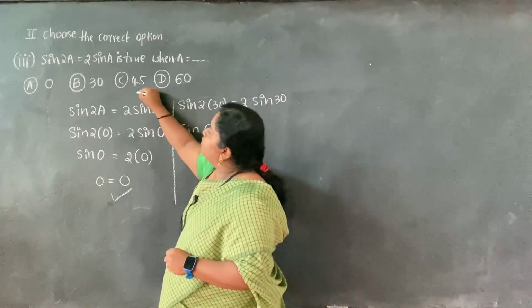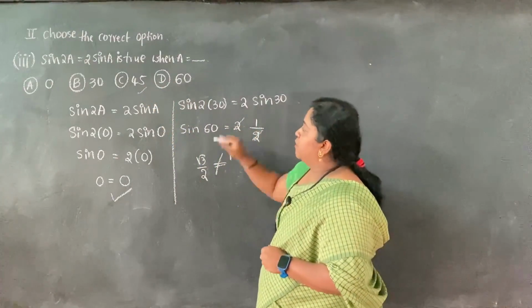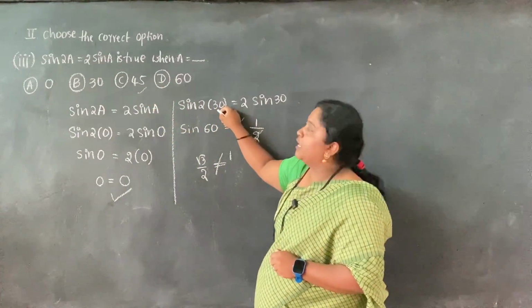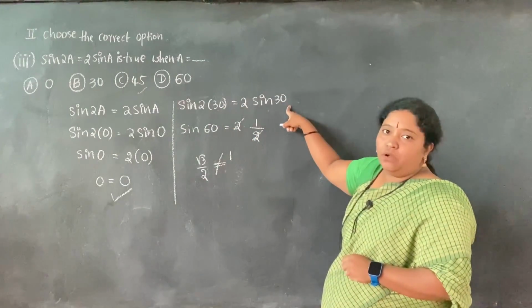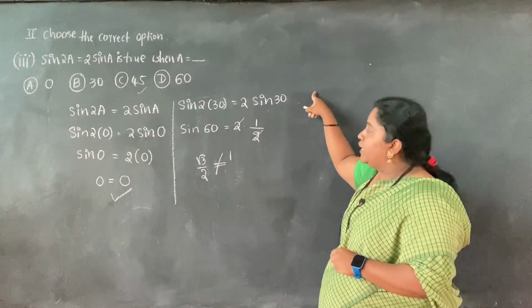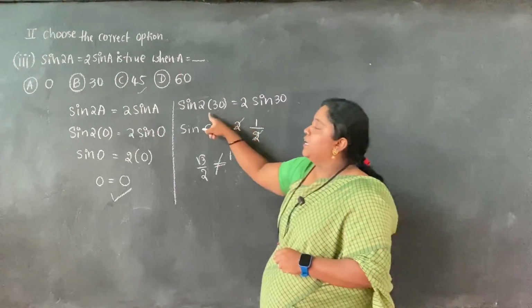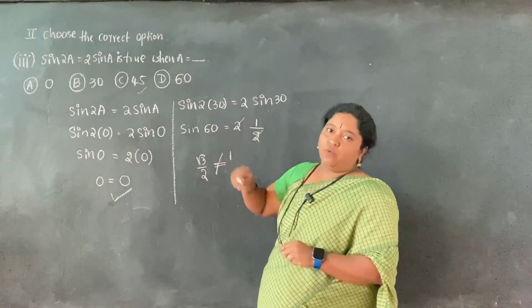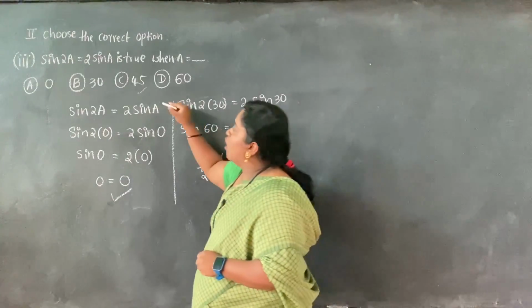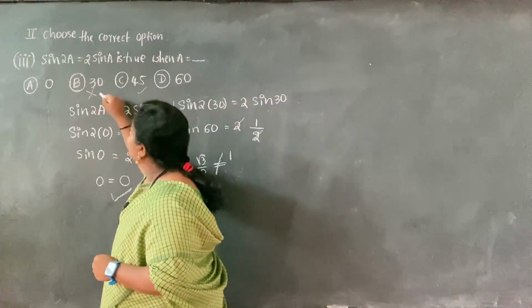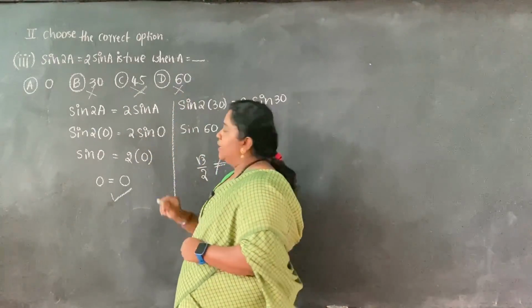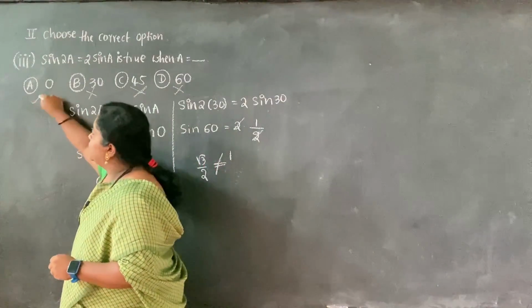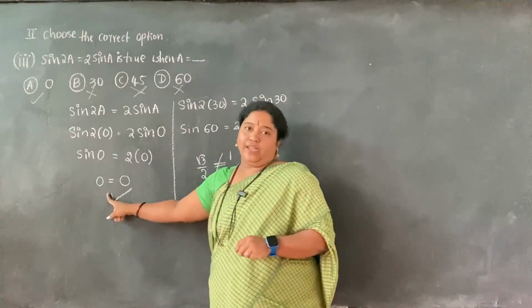Like that, even 45 is not possible, dear, because sin 2 into 45 will become sin 90, which is 1, whereas 2 into sin 45 will be 2 into 1 by root 2. Hence it is not possible with respect to 30 degree, 45 degree or 60 degree. The correct option is option A, that is 0 degree.